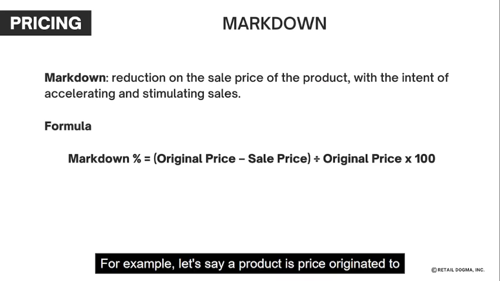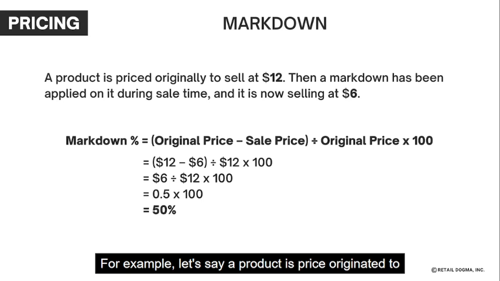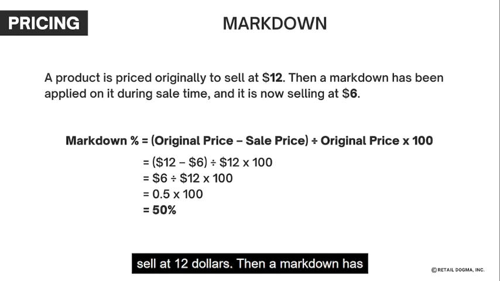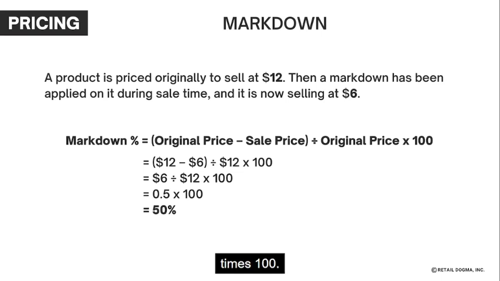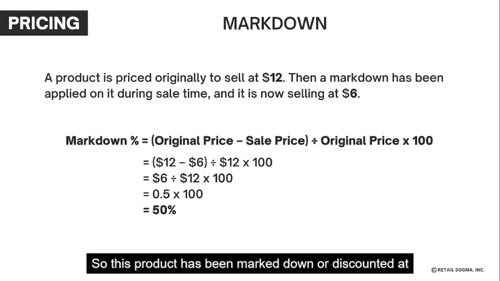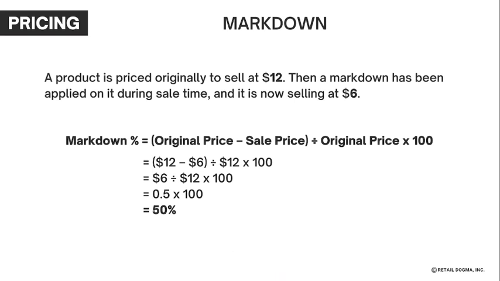For example, let's say a product is priced originally to sell at $12. Then a markdown has been applied on it during sale time and it is now selling at $6. Applying the formula, we get markdown equals original price minus sale price divided by original price times 100. So this product has been marked down or discounted at 50%.